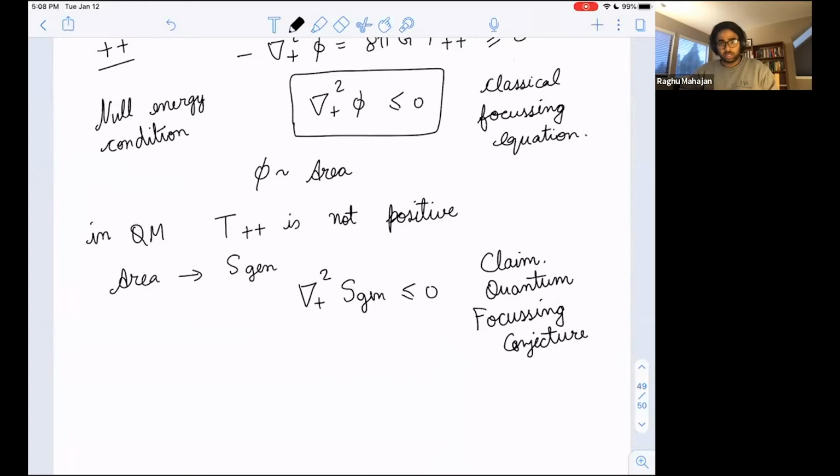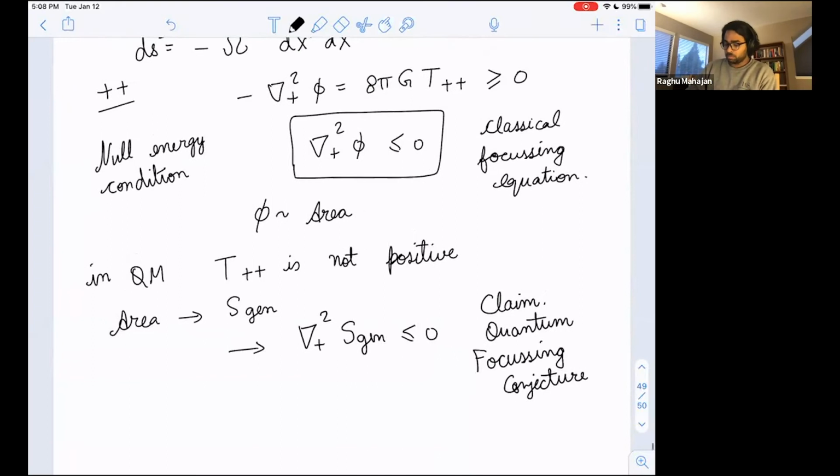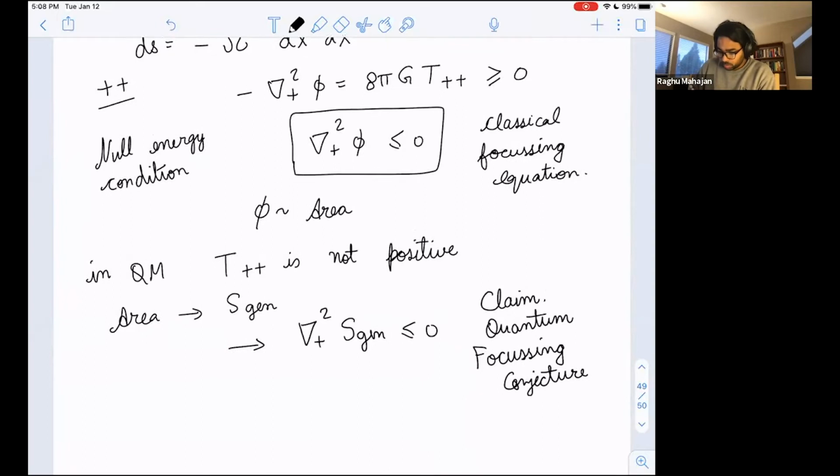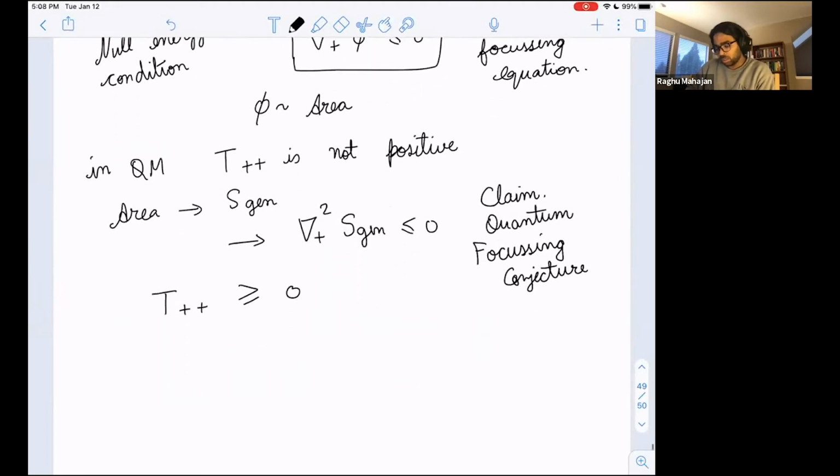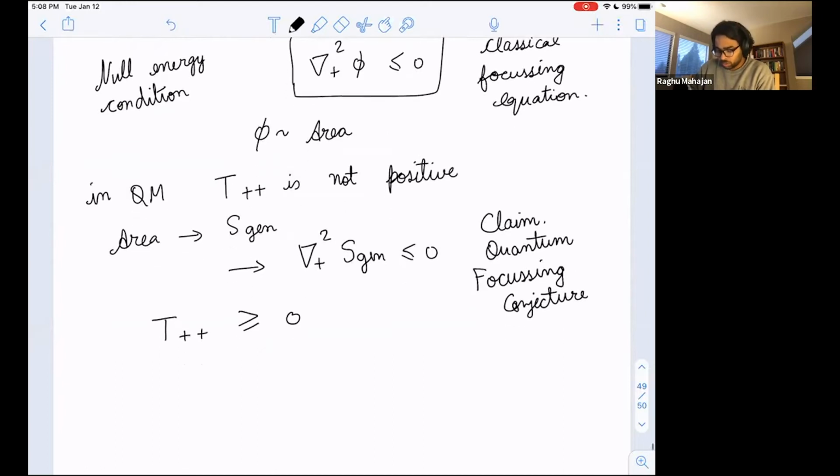So we can say that maybe Ryu-Takayanagi has the area functional in it, and its quantum uplift is that area should get replaced by generalized entropies. So perhaps this equation has a chance of being correct. But let's see what it implies for the stress tensor. The null energy condition is T_plus-plus is positive, right? What grad_plus squared of S_gen less than or equal to 0 replaces it by is that T_plus-plus times 2 pi is greater than or equal to minus grad_plus squared of S_matter.